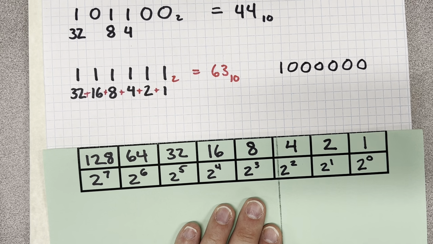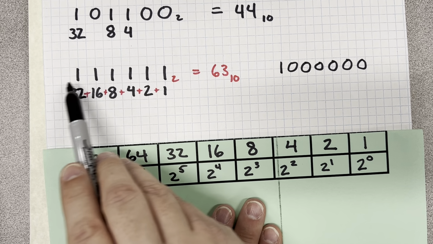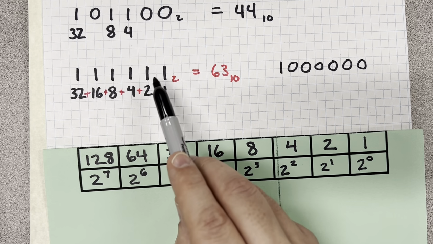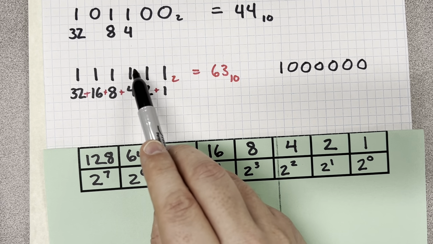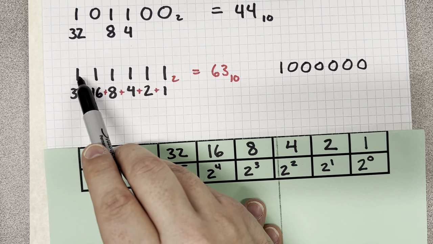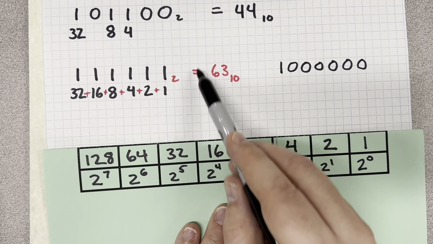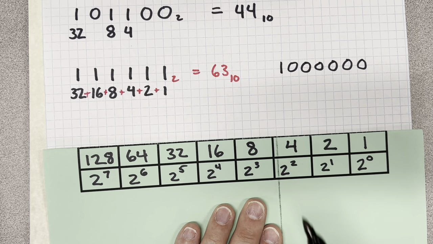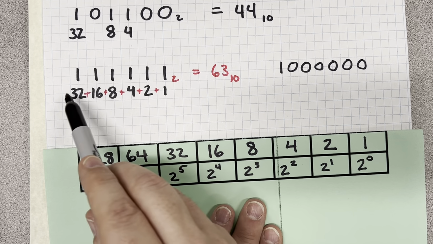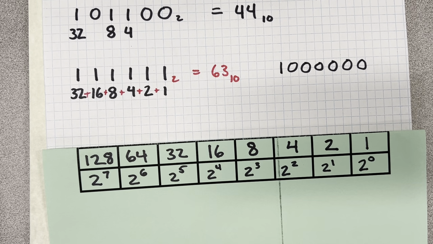And if you remember from counting, if you had this number and you added 1 to it, this would be 0, 0, 0, 0, 0, 0, and it would push a 1 here. So one number higher than 63 would be 64. So that's maybe a little bit of a shortcut when you've got a whole bunch of 1s: you can do it subtractively.